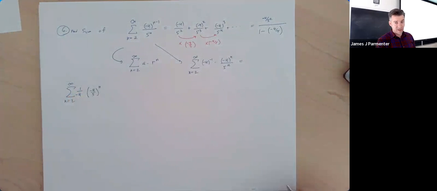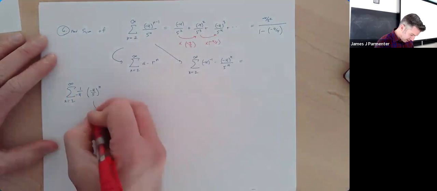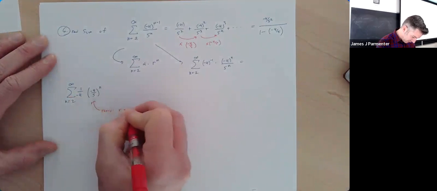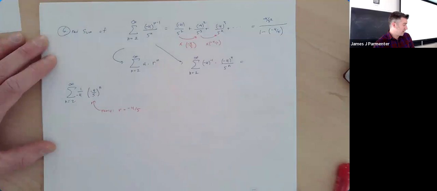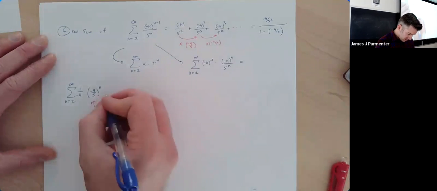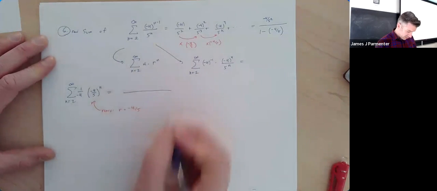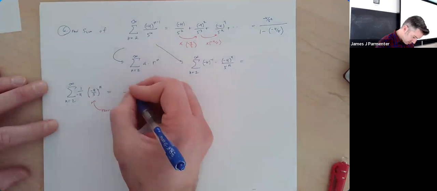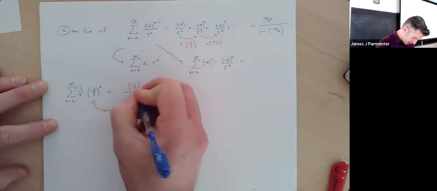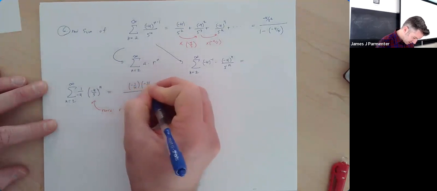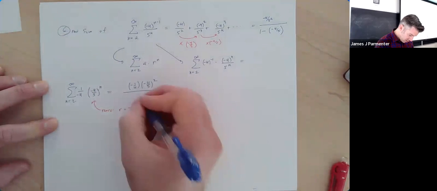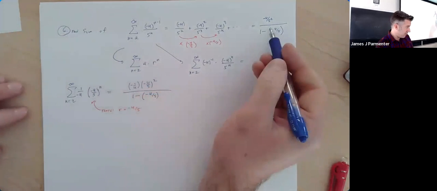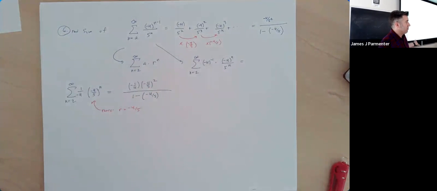But then it's still going to be the first term over my ratio. My ratio is -4/5, because that's what's being raised to the nth power. So this is going to equal the first term, which is what I get when I plug in n equals 2. So I'm going to get -1/4 times (-4/5)^2 over 1 minus my ratio, which is the same as what I have up here. It looks slightly different, but it's the same.